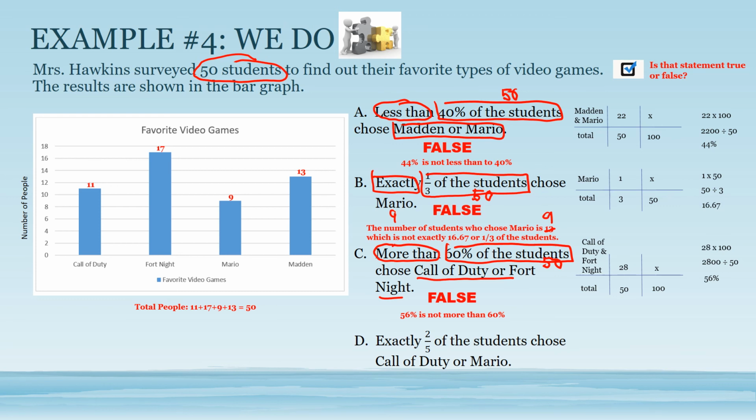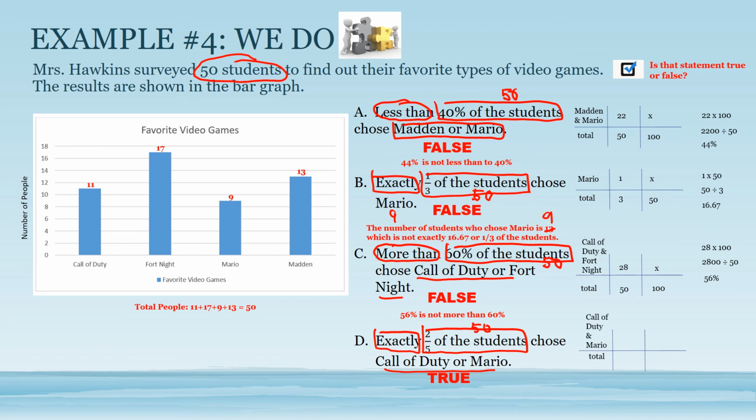D. Exactly 2/5 of the students chose Call of Duty or Mario. Remember, we're doing exactly. That means exactly the same. 2/5 of the students, and remember there are 50 students, chose Call of Duty or Mario. So we're going to set up our Big A strategy. So this statement is true. If you answer true, you are correct.